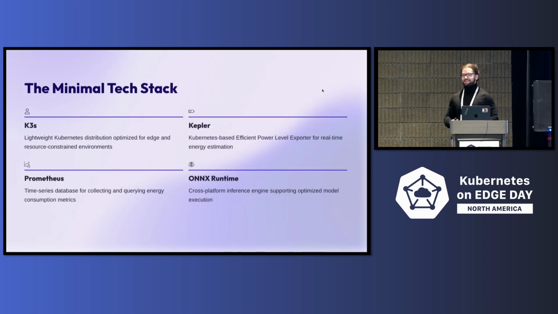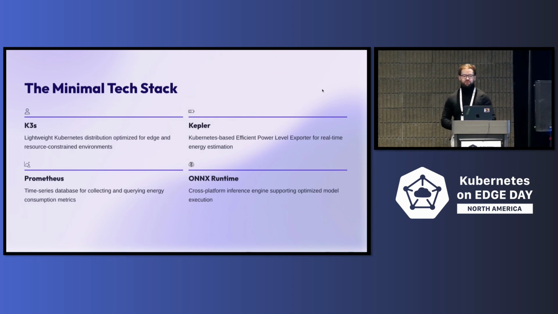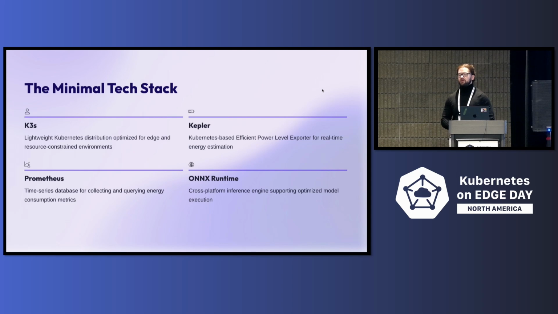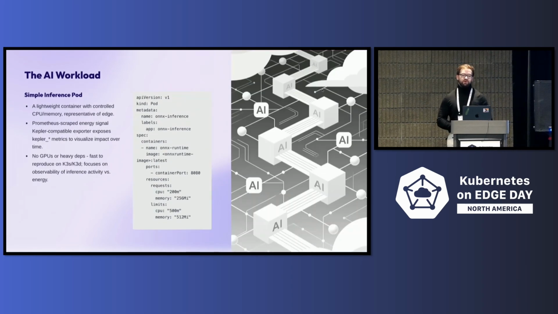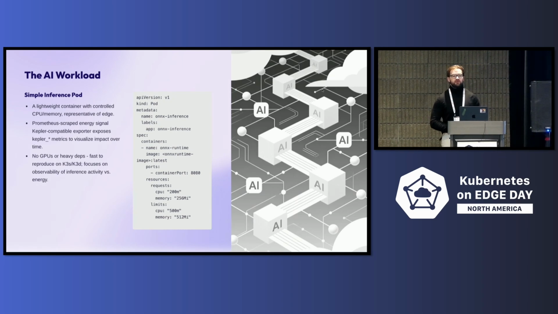So the tech stack that we're going to use today is going to be K3s, a very lightweight Kubernetes distribution, Kepler to export the metrics of the model, and then Prometheus. Everybody knows Prometheus, I think, in this room, and then a very small model with ONNX Runtime.